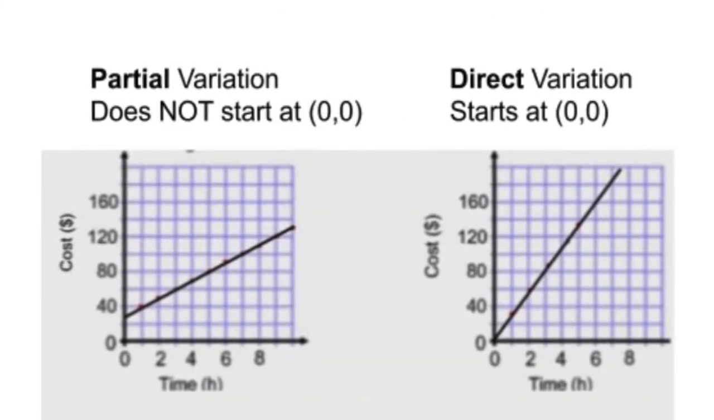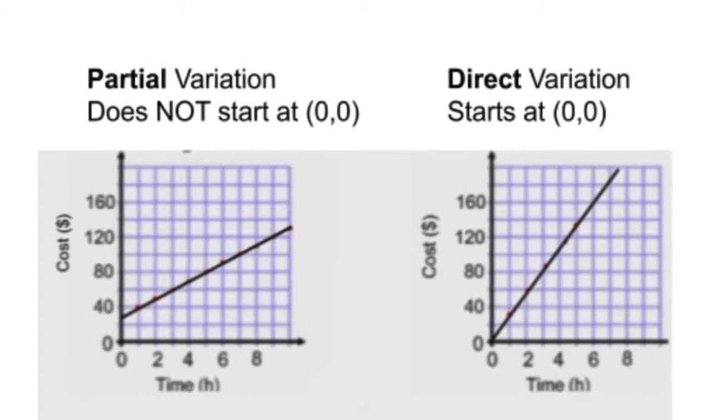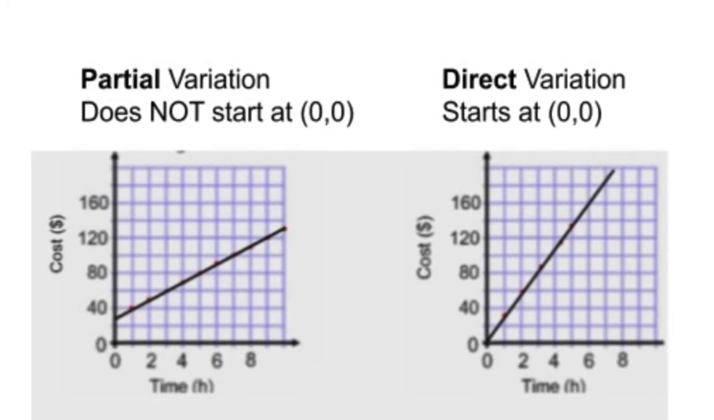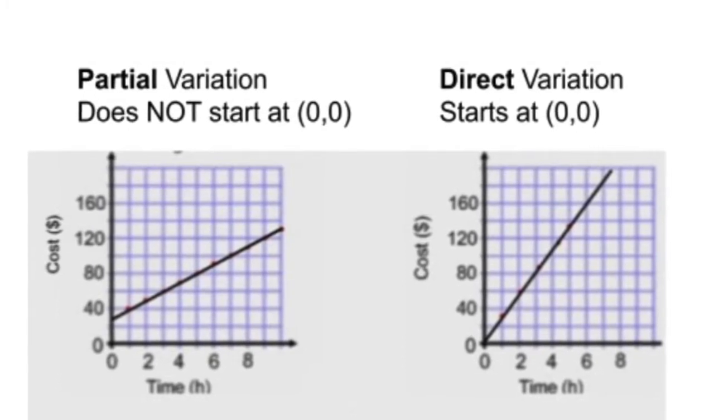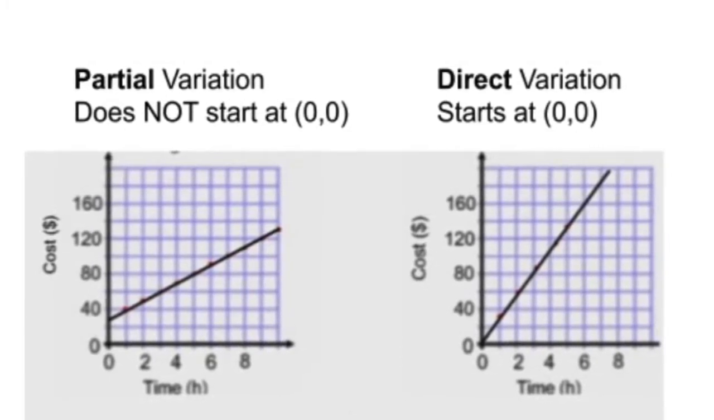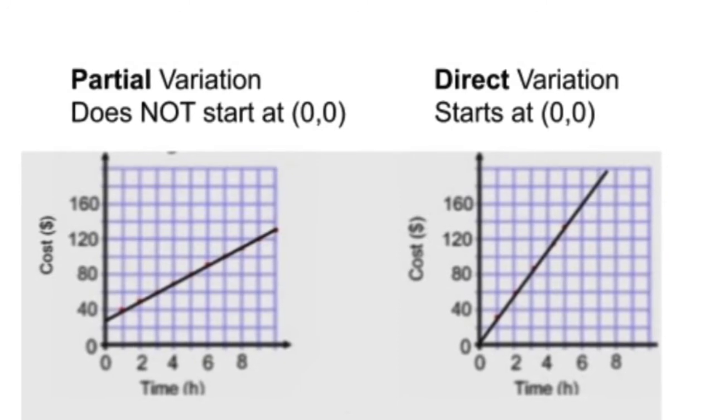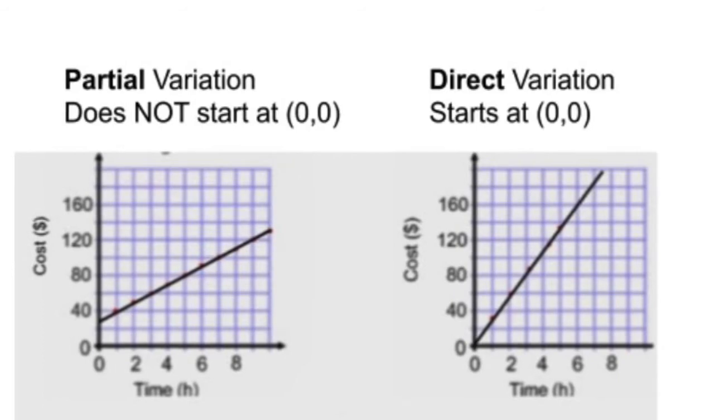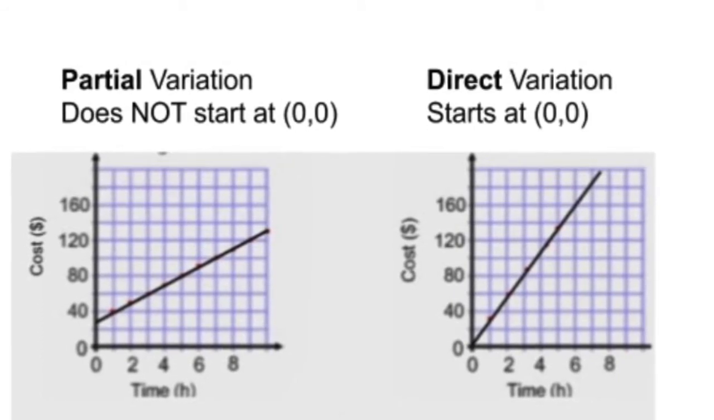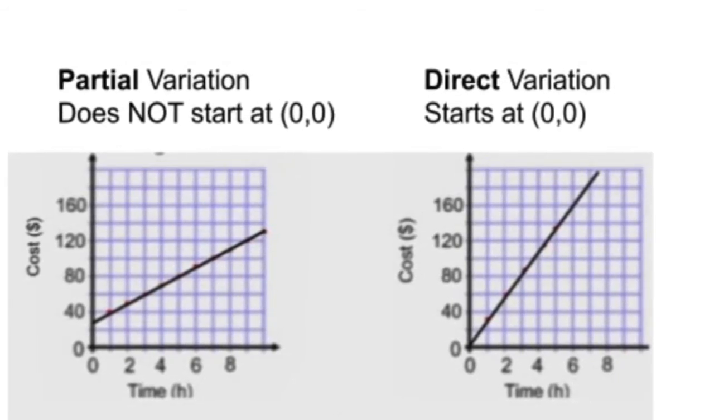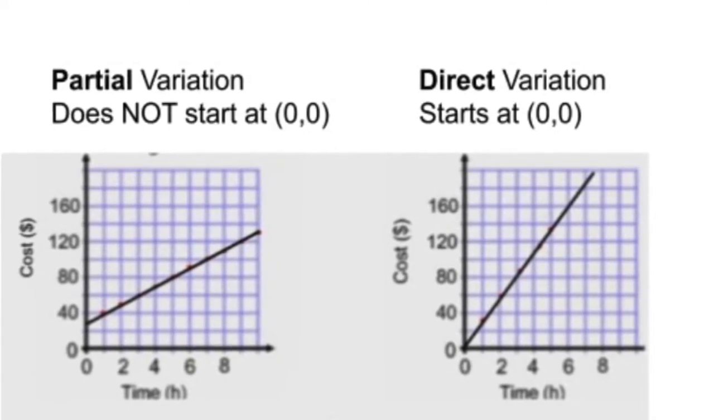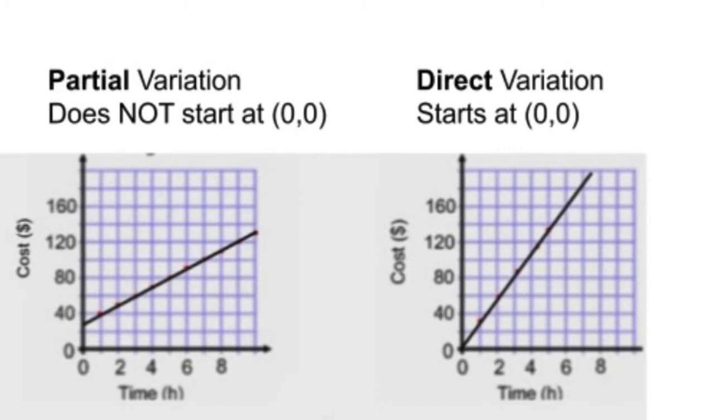The next question asks us, is this partial variation or direct variation? This isn't something that we have learned yet in grade 9. But if you look at the picture on the screen here, it's easy to tell the difference between partial variation and direct variation. Partial variation is a graph where the line does not start at 0. Direct variation is a graph where it actually starts at 0.